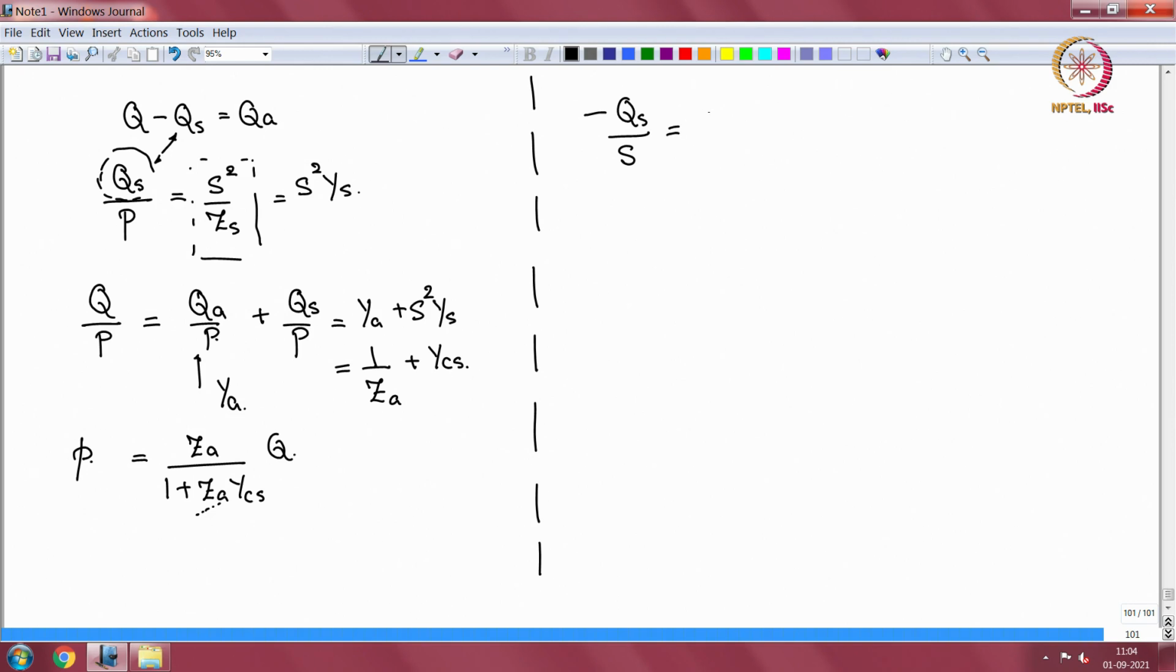over here because that velocity is in the opposite direction. So this becomes equal to minus S square YS times P divided by S. Okay, from here. So that now is equal to minus S into YS into ZA by 1 plus ZA into YCS into Q. Okay, this pressure found from this.